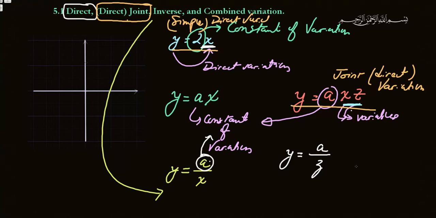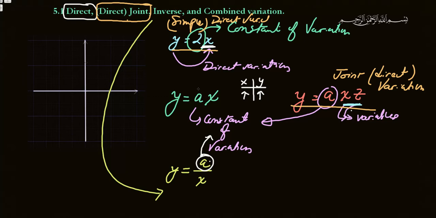So in other words, in this case, as x increases, y decreases. So the relationship between domain and range is like this. In direct variation, as the domain increases, the range increases in the same direction.